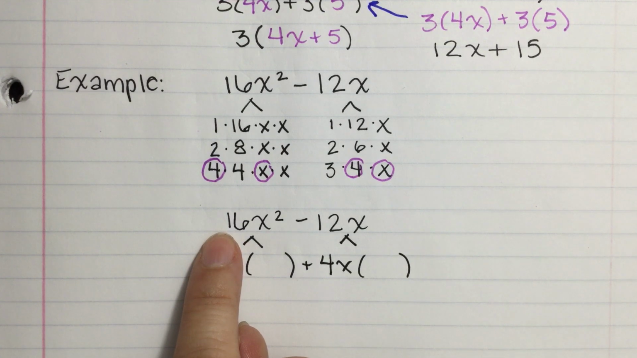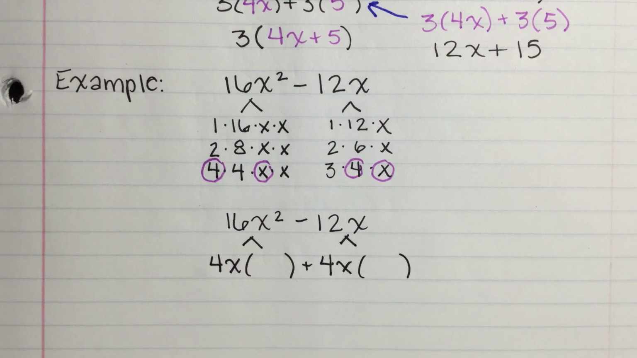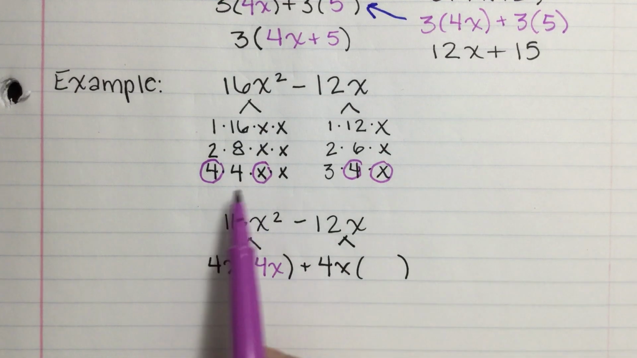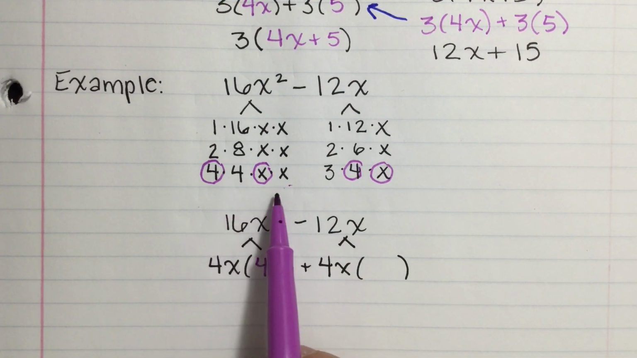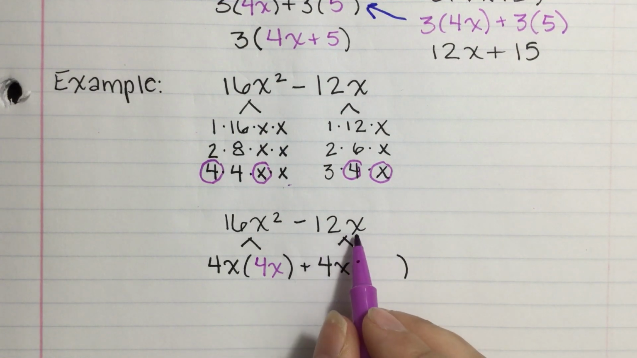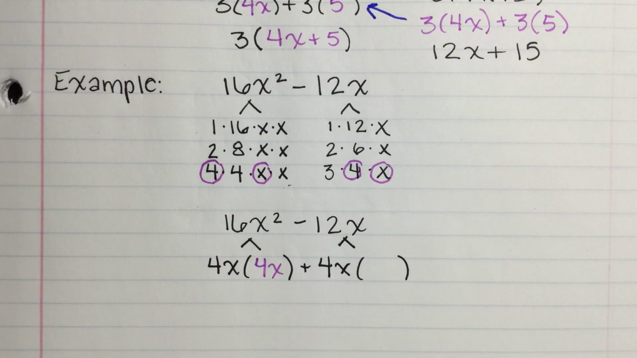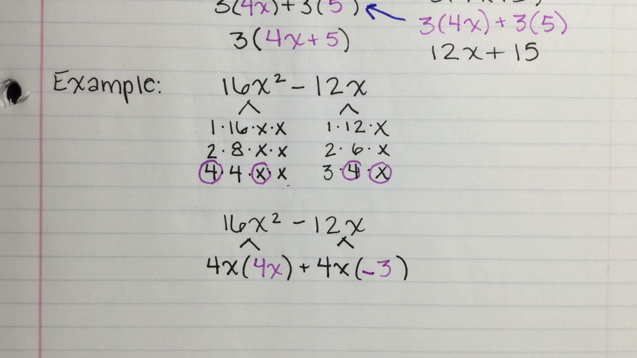So 16x squared, and I want to divide that by 4x. If I divide 16x squared by 4x, what I should have left over is 4x. And you should see that up here. Okay, what I have left over if I pull out that 4x is 4 and x. Now, I have negative 12x divided by 4x. I have to account for that negative, so negative 12x divided by 4x is actually going to be negative 3. And that's where that negative sign is going to come in.